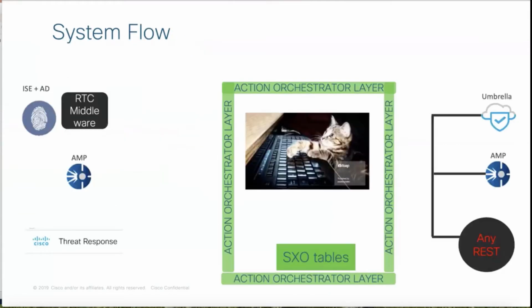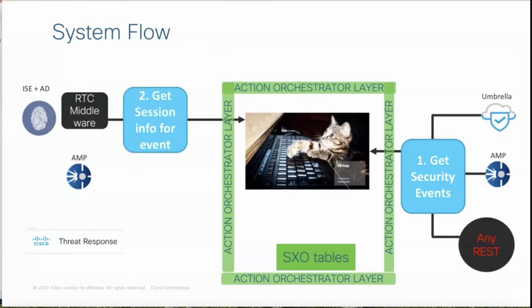So at a high level, we have a system flow here and the compulsory picture of a cat. We are getting security events from any source, with Umbrella and AMP currently implemented. We are retrieving session information for the IP address that we get from, for example, Umbrella, and we are getting that from ISE or Active Directory. To get onto the on-prem devices where we still do not have an SSE connection, we are using a little middleware which runs as a Docker container. So it's very easy to install.